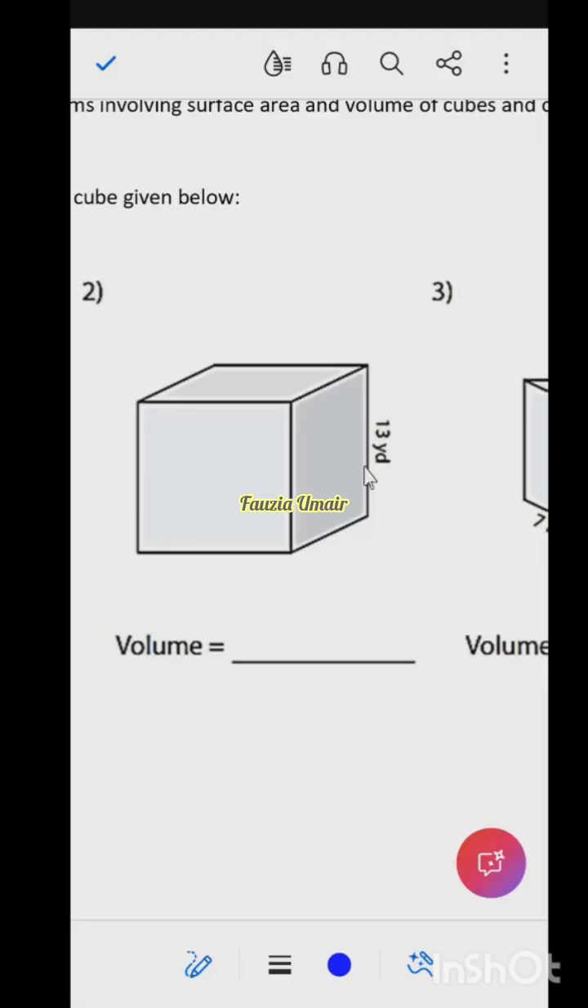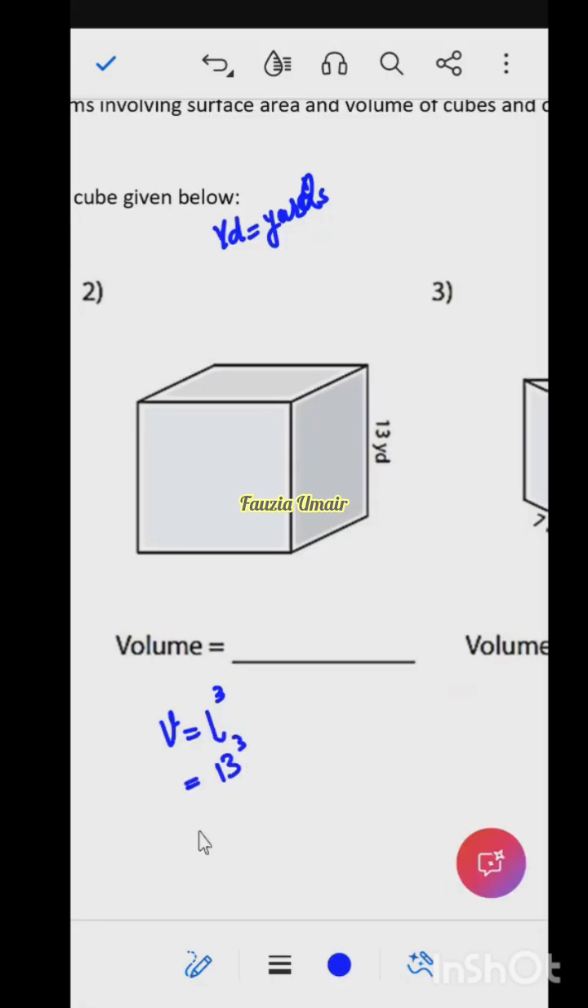अच्छा, what about this cube, second one, 13 yard. ये YD stands for yards. Yards is also a unit of length. So now what is the volume? Volume is L cube, yes. So that is 13 cube.